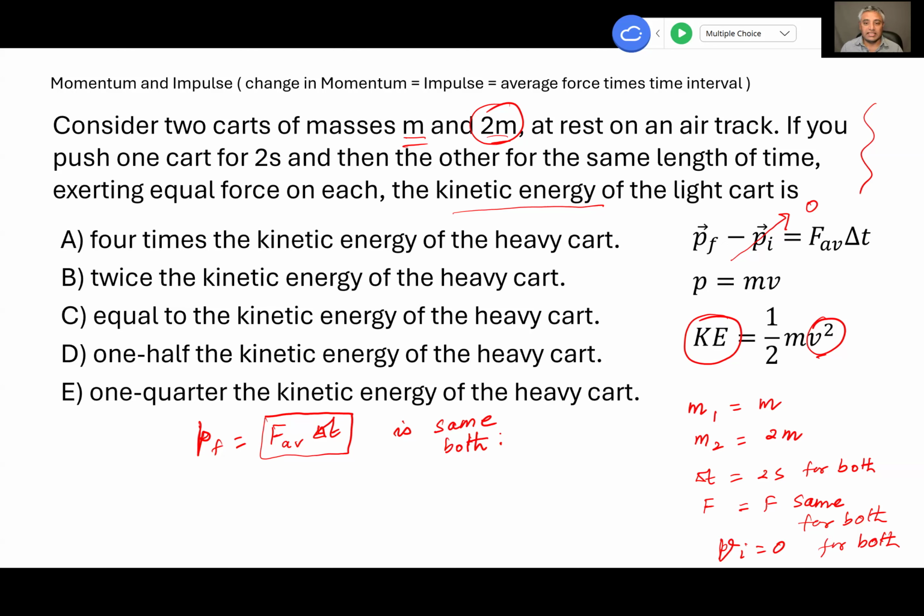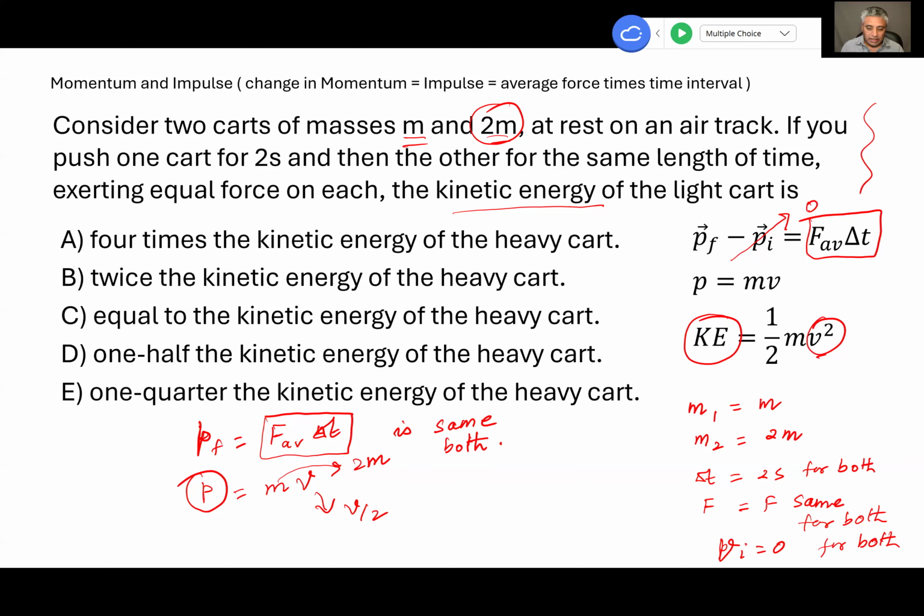Although they have different mass, the momentum is the same. What does that mean? We know momentum is the product of mass times velocity. So if mass is double, then velocity has to be half to keep the momentum the same. So now we have some idea about the speed. When mass doubles, speed becomes half in this case, because the impulse is the same for both of them.